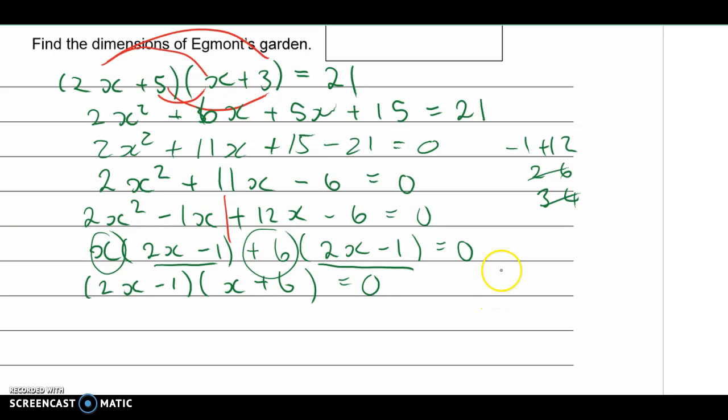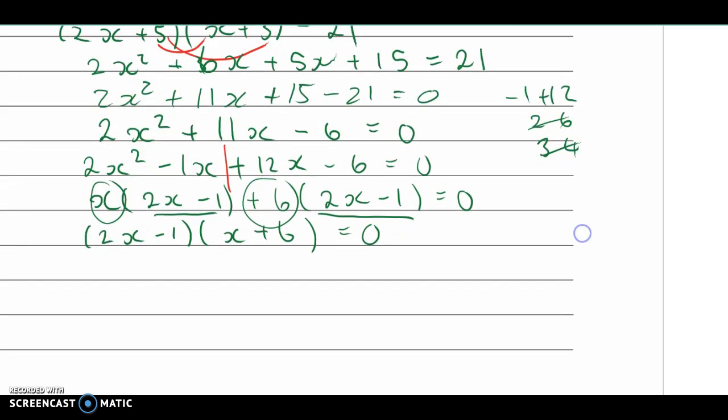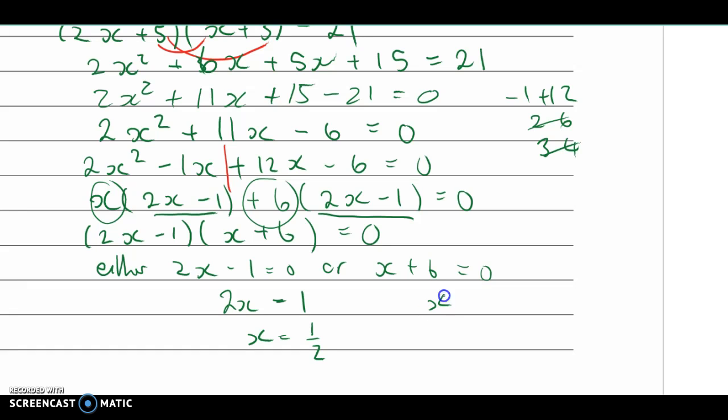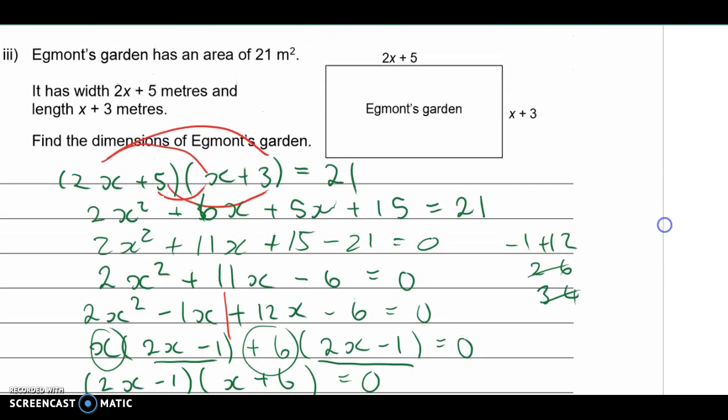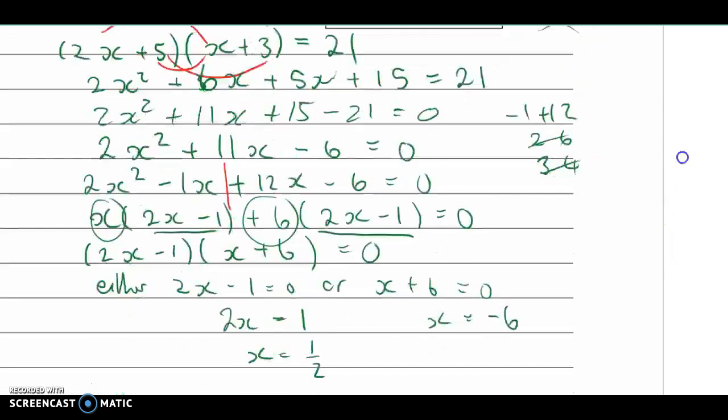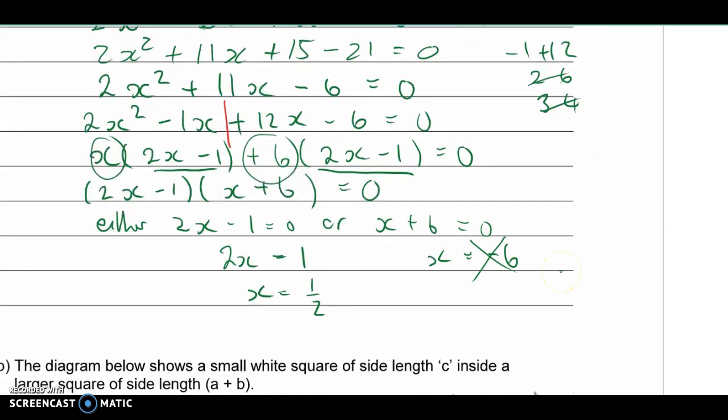Now, that is telling me that either 2x minus 1 equals 0 or x plus 6 equals 0. So here 2x would equal 1, and so x would be a half, and here x would be negative 6. Now remember, they're dimensions of a garden. So if I had x a length of negative 6, I would get a negative side length. So I cannot have x as negative 6.